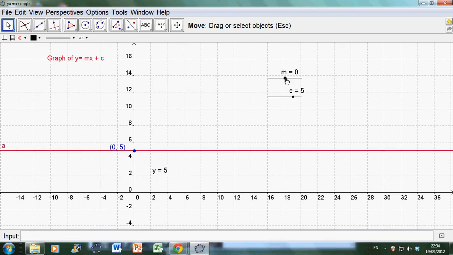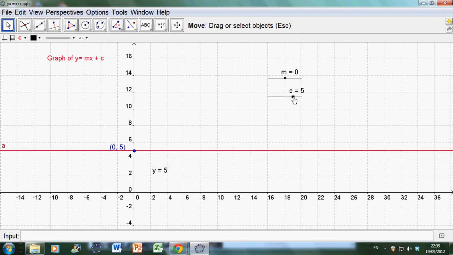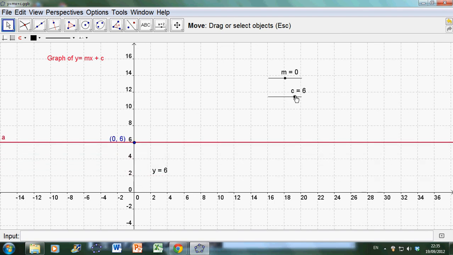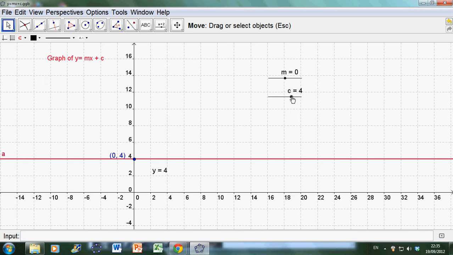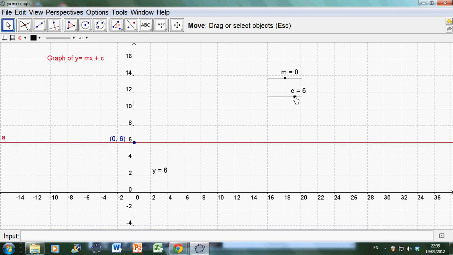Now the only other thing that it's worth looking at here is when the slope is 0. You'll see that the line is horizontal, because it's not going up or down, it's just a horizontal line. And we'll recognize that the equation of this particular line is y equals 5. There's no x value because it's just 0x, which is 0. So as you move your constant up and down, you're just changing it from y equals 5, y equals 6, and so on.